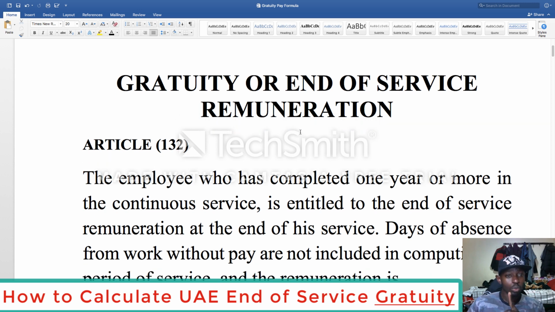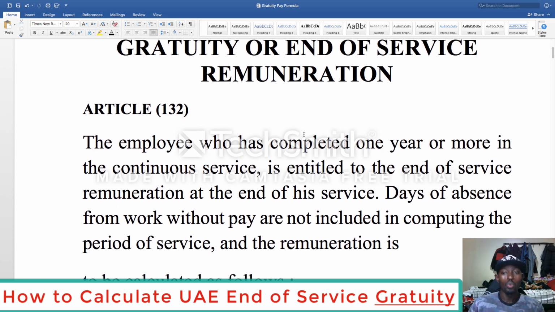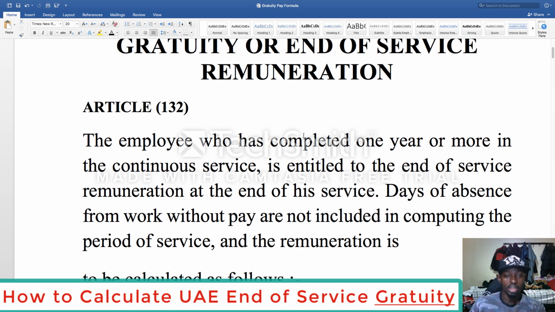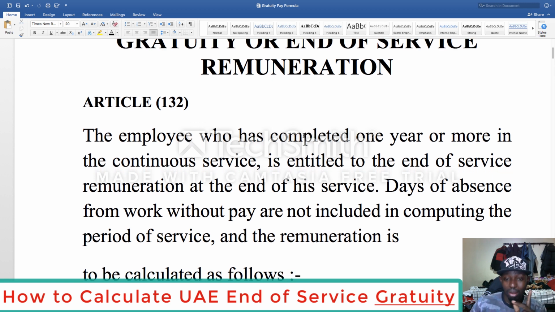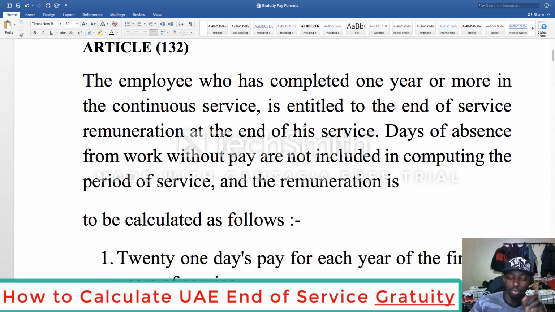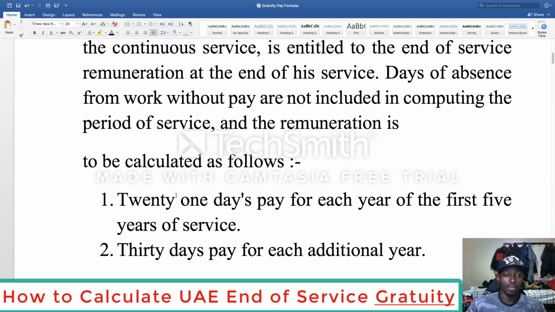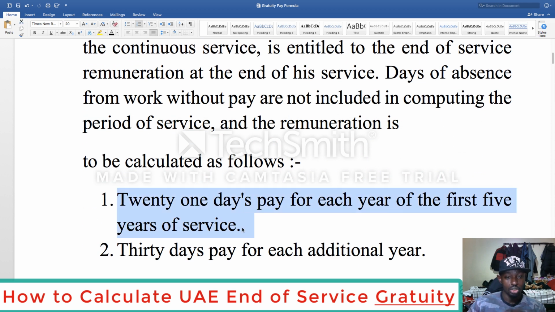Now, Article 132 says the employee who has completed 1 year or more in continuous service is entitled to the end of service remuneration at the end of his service. Days of absence from work without pay are not included in computing the period of service, and the remuneration is calculated as follows. 1, as you can see, 21 days pay for each year of the first 5 years of work.